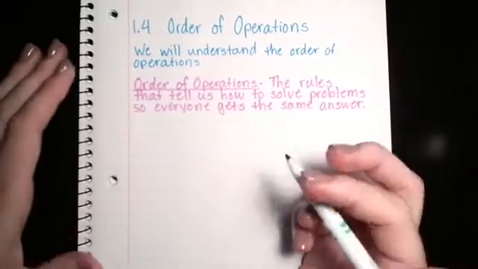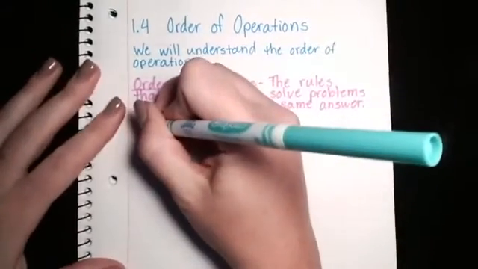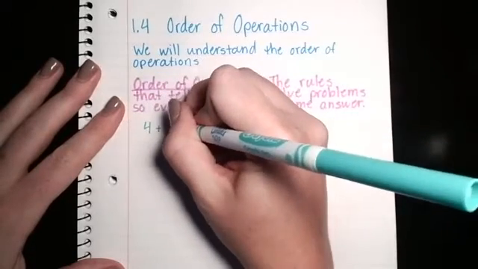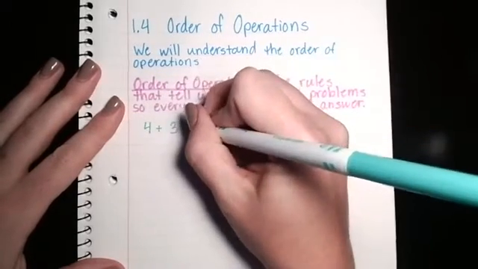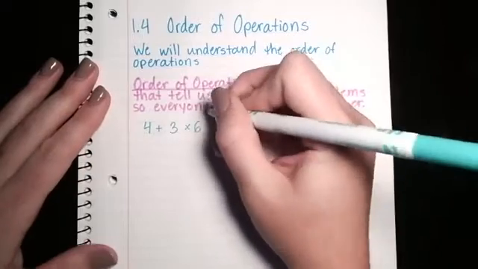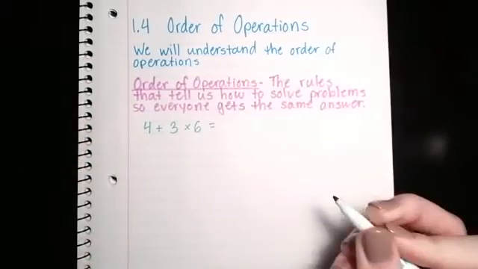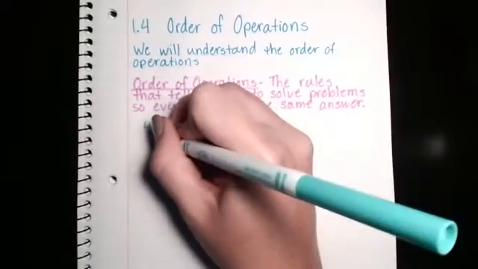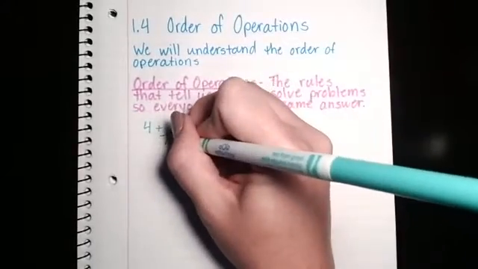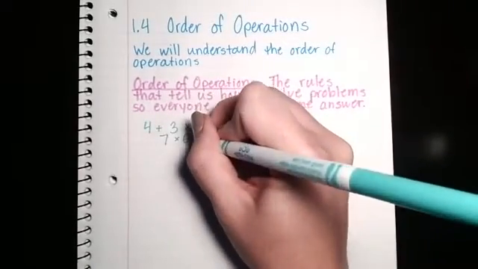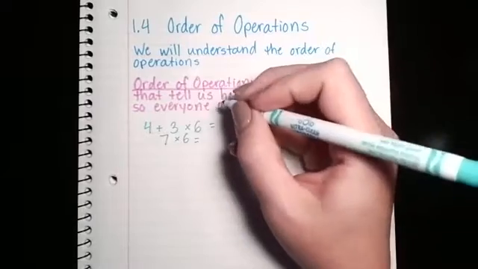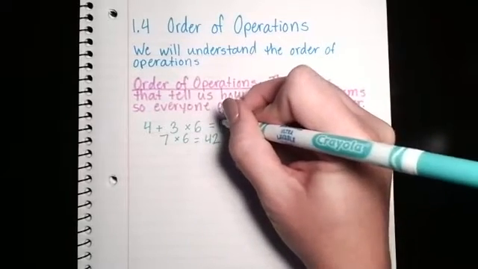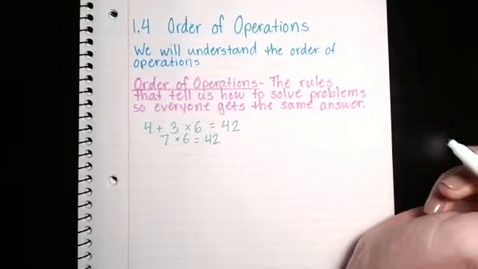So I'll show you an example. If we have the problem 4 plus 3 times 6, we want to figure out what that equals. Well, 4 plus 3, I know that is 7. And then I'm going to do times 6. So 7 times 6. I know my multiplication fact, so I know 7 times 6 equals 42. So my final answer should be 42, right?